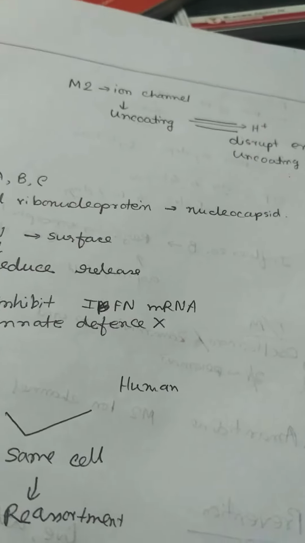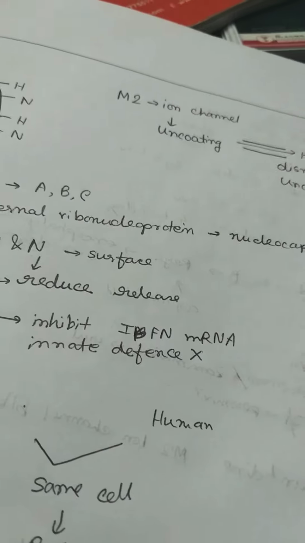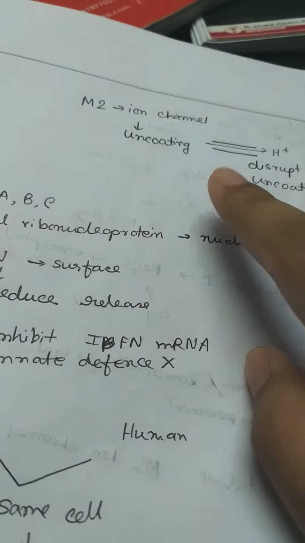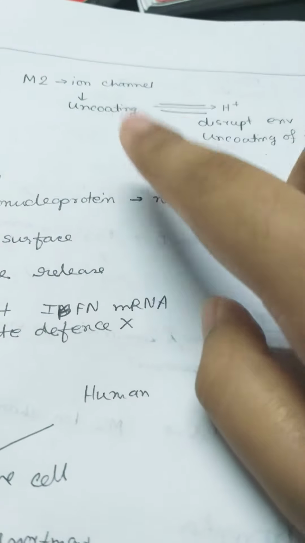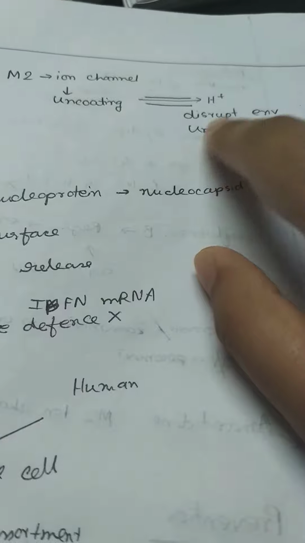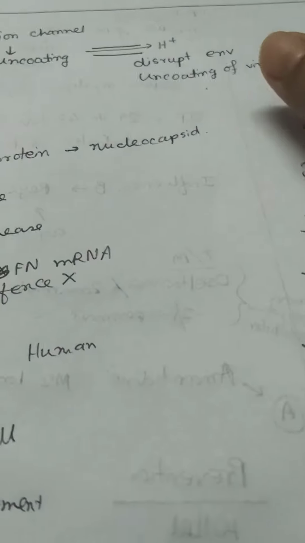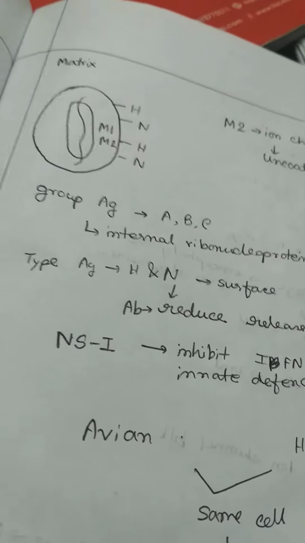The M2 protein is important because it provides an ion channel. The ion channel communicates between the interior of the virus and the exterior milieu. This ion channel is important for uncoating of the virus. Through this ion channel, protons enter and are transported. So the envelope is disrupted and uncoating of the virion occurs. So it is important for its virulence.